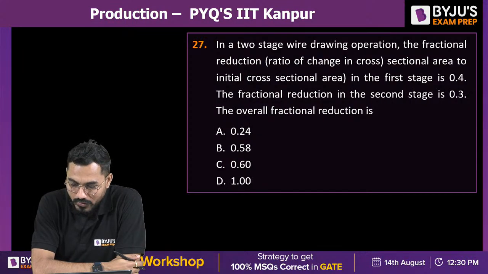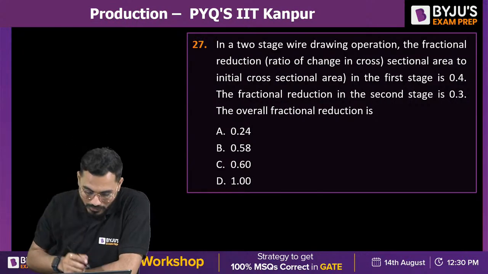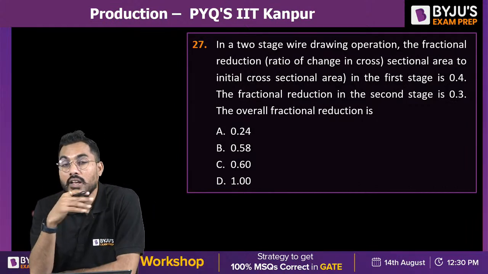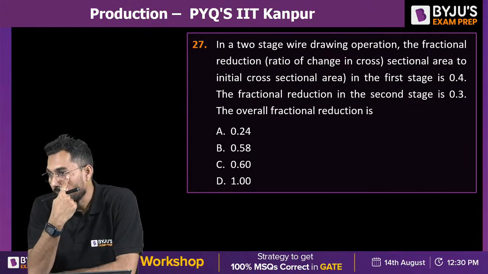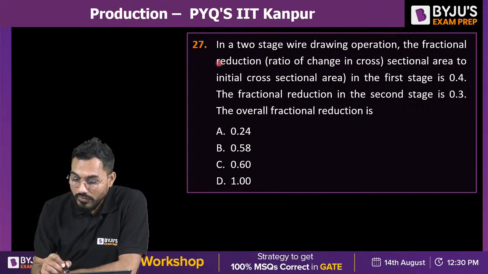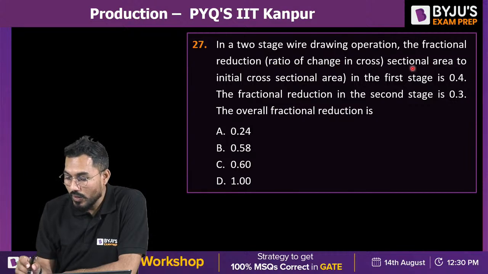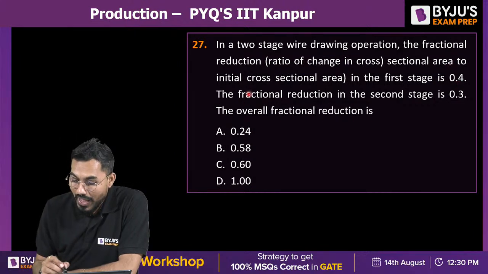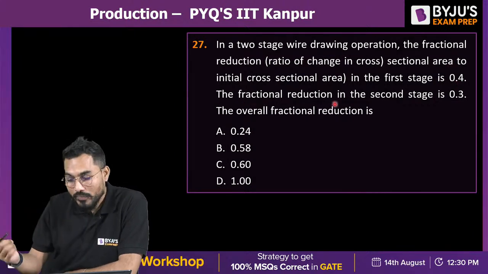Okay, next question. In a two-stage wire drawing, this is such a fundamental question, and in recent years it has been asked 3-4 times in many competitive examinations. What is the question? In a two-stage wire drawing operation, the fractional reduction, meaning the ratio of change in cross-sectional area to the initial cross-sectional area, in the first stage is 0.4, and the fractional reduction in the second stage is 0.3.